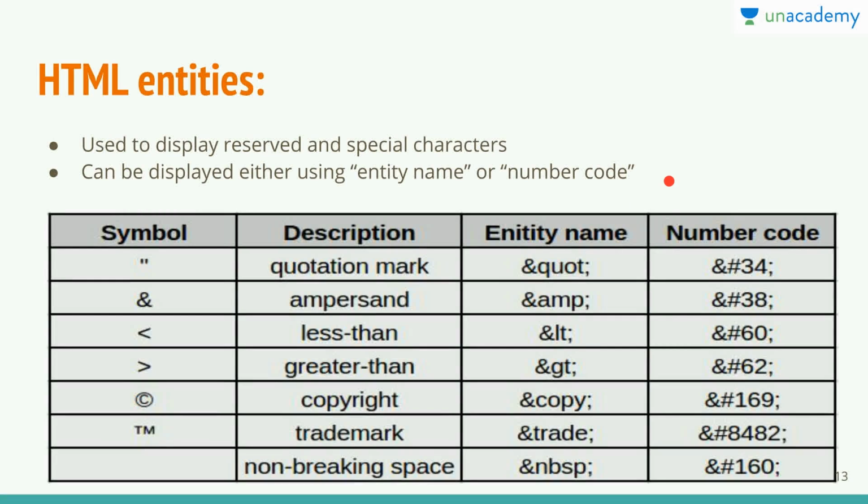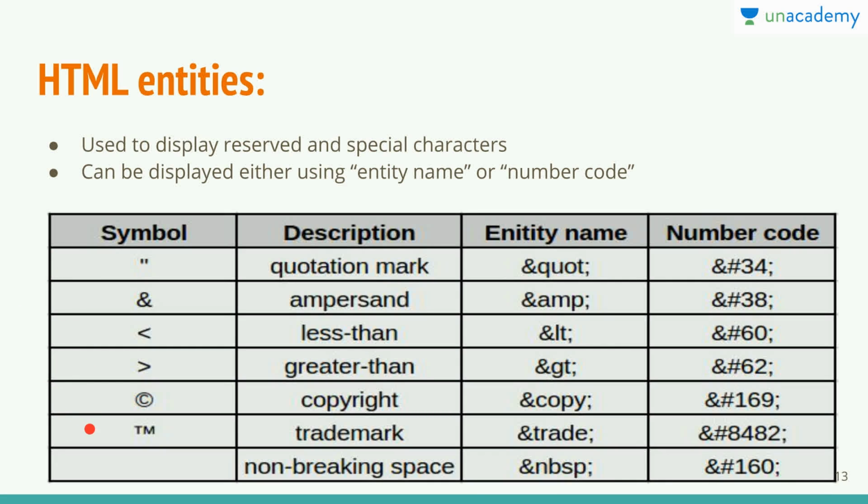Then these are the HTML entities. Now what are HTML entities? Actually, some characters are reserved characters, like less than and greater than. These are used to denote the tags. Now what if you want to print these characters? If you type a normal less than or greater than, it will not be printed, because HTML will interpret them as tags. And apart from that, there are some special characters that we want to print.